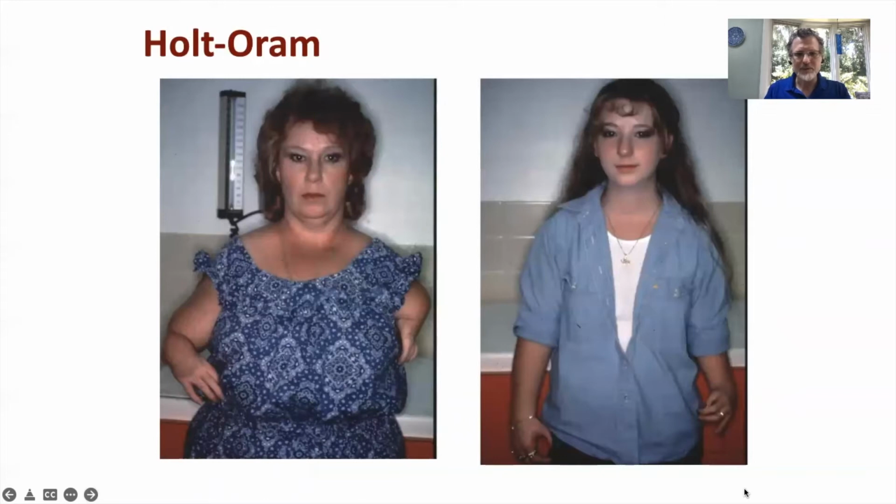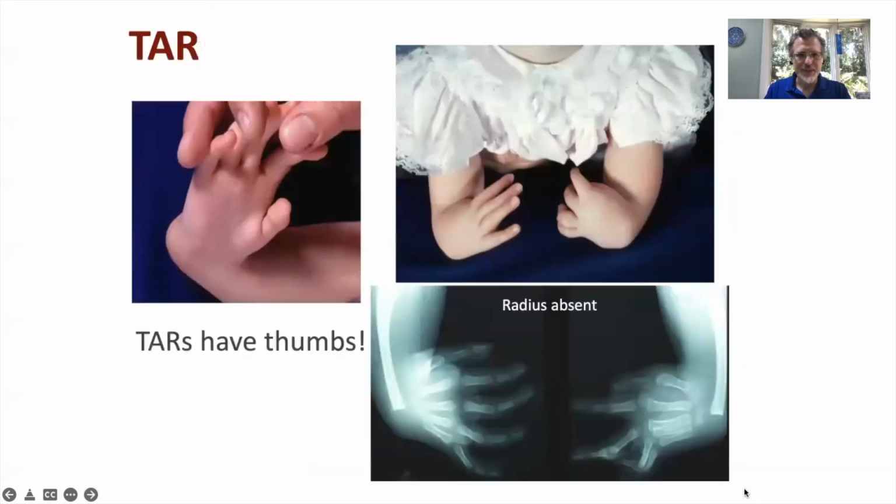Here's an example of Holt-Oram, and you can see this familial tracing here with mom and the daughter both having radial dysplasia. Thrombocytopenia absent radius, it's important to note that TARs have thumbs. They may be flat and they may be abnormal, but they do preserve thumbs.